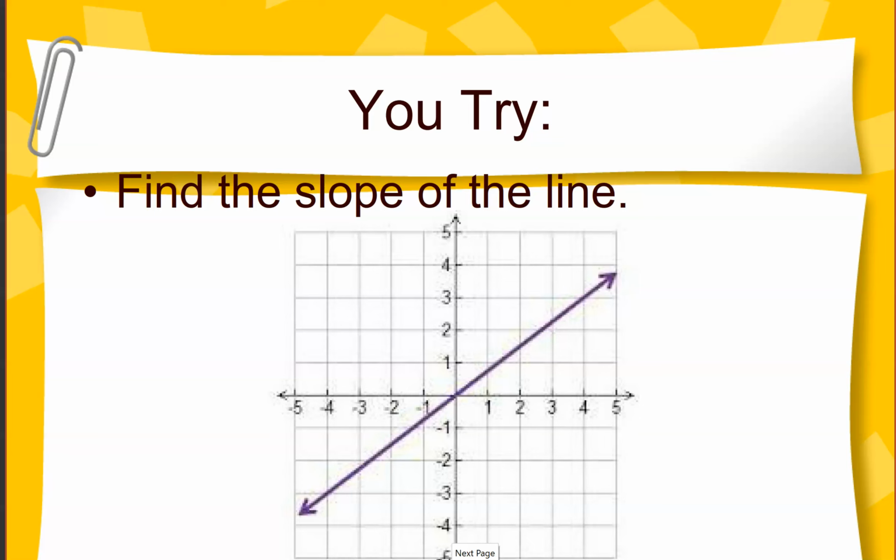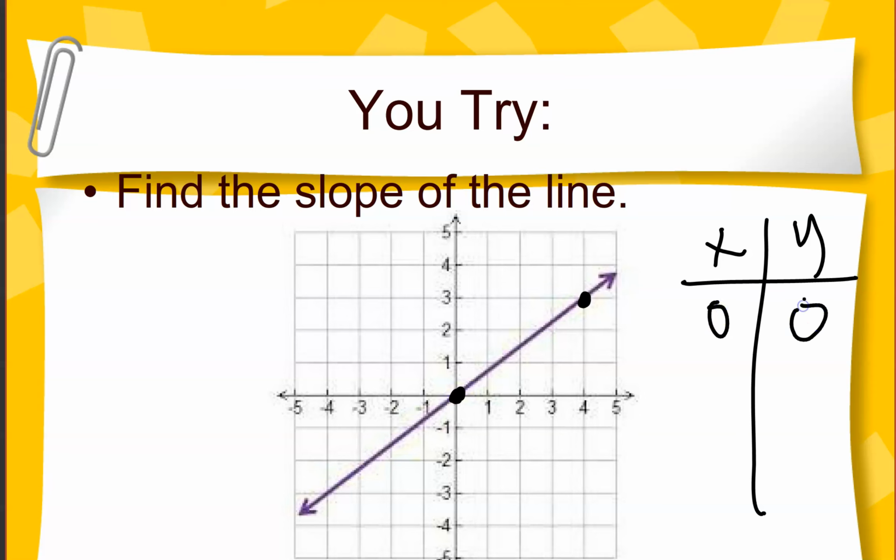So now you go ahead and pause the video and you can try it by yourself. All right, so again, the first step that I want to do is select 2 perfect points. So here is 1 point, and I have 0, 0 as a point. Then I'm going to place them into a table. The first point is 0, 0. And for this point right here, I'm going to go to my X line, I got a 4, and then to my Y line, I got a 3.